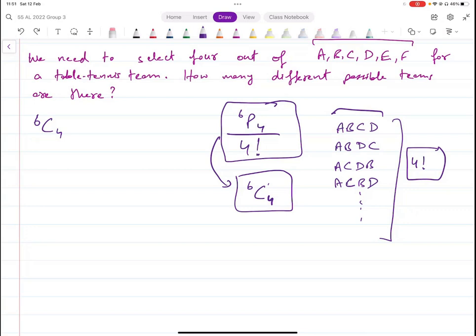To aapke paas calculator mein ek aur button hai nCr ka. Have a look at that. Ye division sign ke upar hoga, I guess. So you press 6, you press that button nCr, and then you press 4. Aapko iska result mil jayega. So this is the possible number of teams that you can have. So what do we get from this? 15. So there are 15 possible teams that you can get from this.